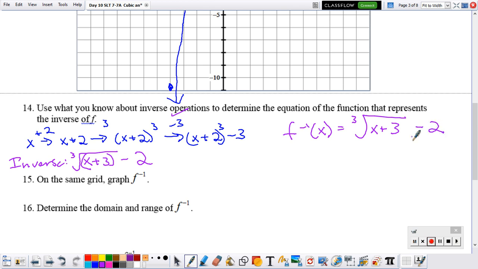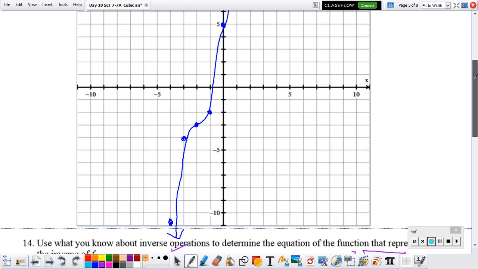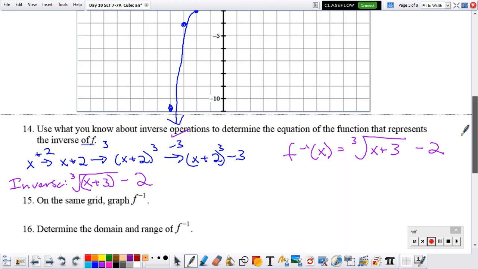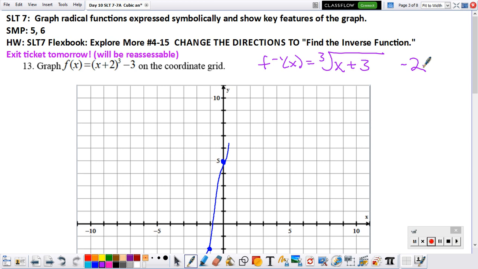Now, to graph this function, we are going to be very careful in our selection of x values. I'm going to rewrite it here. So here's our inverse. The numbers we want to pick, we know where the shift point is. We know where the good point is. So we know we've got this plus 3 and then minus 2. So we know we're going to have a point at negative 3, negative 2. So I'll just put that one in there.